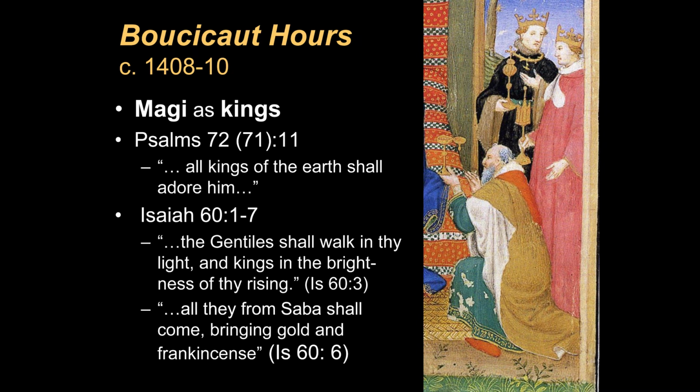And they say these are prophecies of the things to come. And in Psalms 72, they find the words, "All the kings of the earth shall adore him." And they take that to be adore the Savior Christ. In Isaiah, in the 60th chapter, it talks about the Gentiles shall walk in thy light, and the kings in the brightness of thy rising. And a little bit later it says, all they from Sheba, depending on your translation, shall come, bringing gold and frankincense.